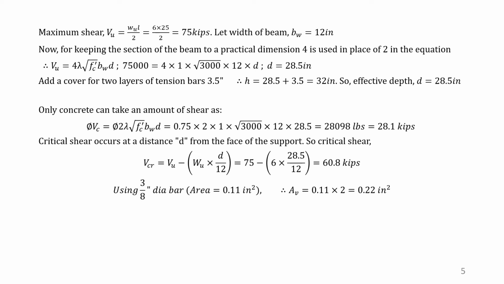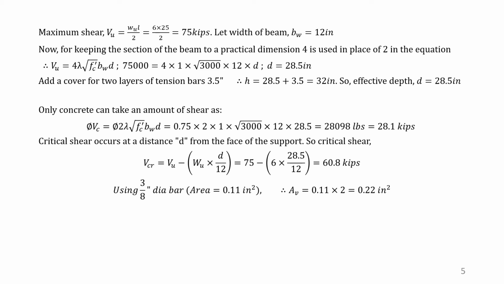And now we have to find out how much shear force can be taken by this section, which we have decided here is 28.5 into 12, and only concrete can take a force. The equation is the same. Here we have to use the phi value and also a coefficient of 2 in the equation, where the concrete will be taking this force.